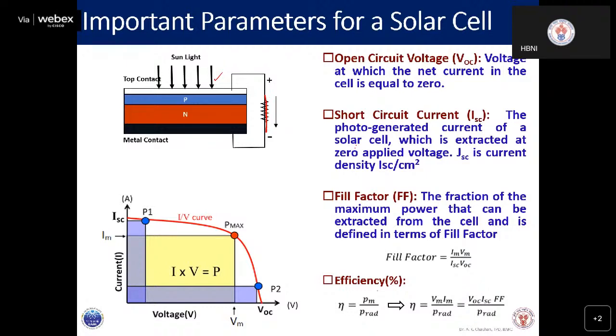The next one is you just short this, and in that case, if you short these two terminals, what you will get is the maximum possible current which is generated by this solar cell. This current is called the short circuit current.